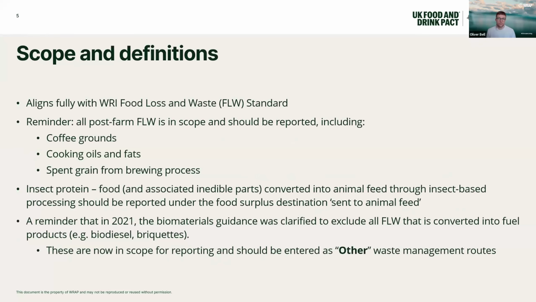Okay, so looking at the scope and definitions for the data capture sheet, firstly, it's important to note that this sheet fully aligns with the WRI food loss and waste standard, and is a reminder that all post-farm food loss and waste is in scope and should be reported. And this includes things like coffee beans, cooking oils and fats, and then also spent grain from the brewing process as well. As I mentioned before, any food converted into animal feed through insect-based processing is classified as a food surplus and therefore should be reported under the animal feed destination.